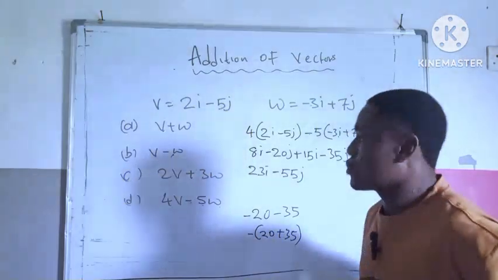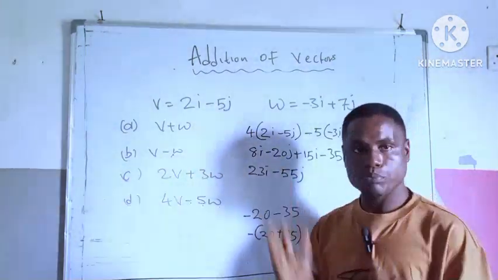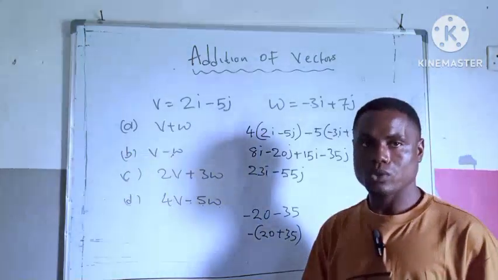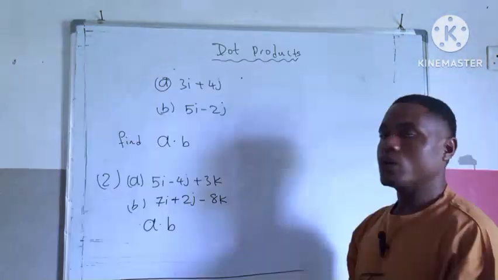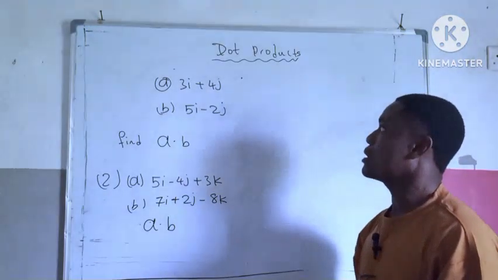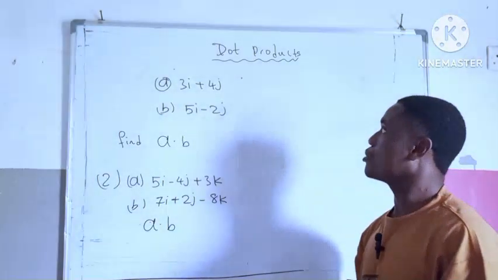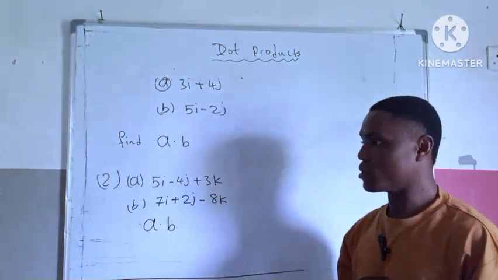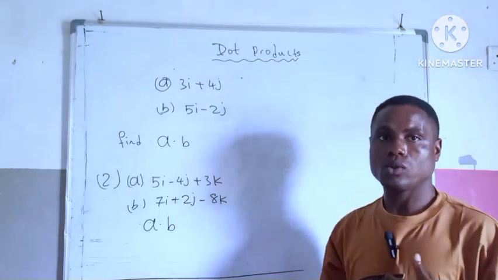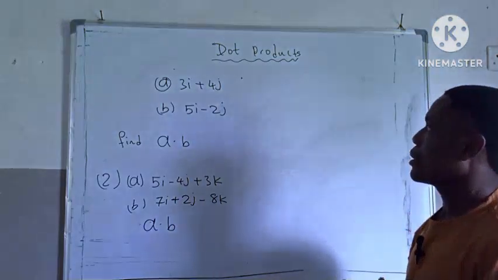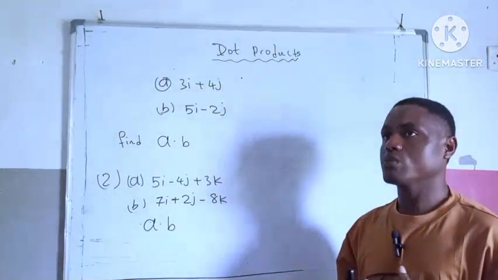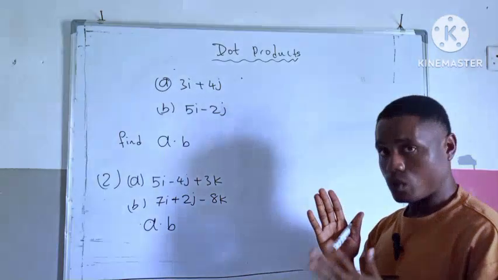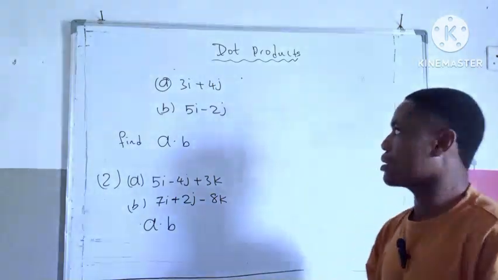All right, let's move to how we can use the dot product, the dot method, to solve questions under vectors. Let's learn how to use the dot method to solve questions under vectors. We call it dot product and cross product. Now the dot method is simpler compared to the cross product. So please watch and listen carefully.